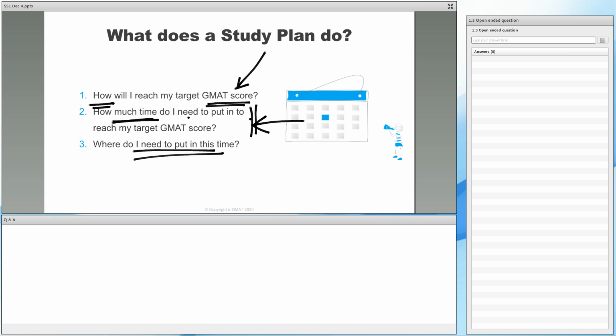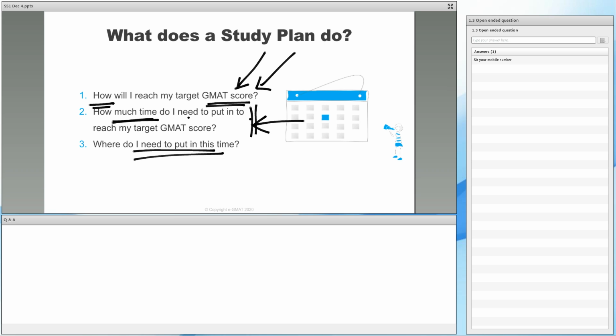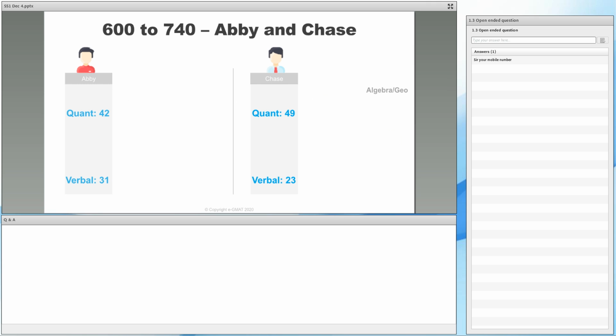And then the last piece, probably the most important piece in all of this, is where do you put in that time? You create an efficient path, you figure out how long you need, but if you spend that time on wrong things, you're not going to get to that target score. Okay.